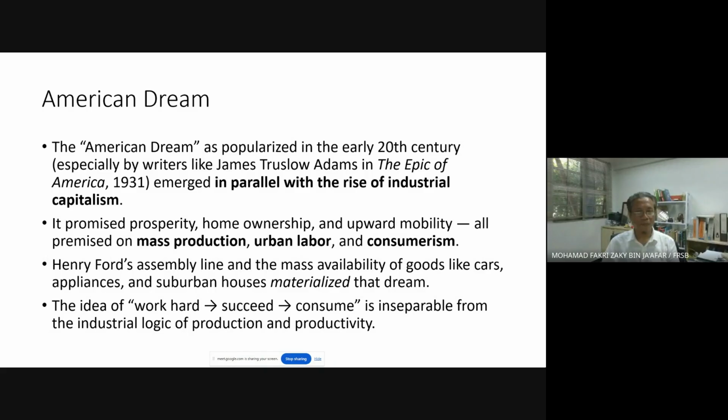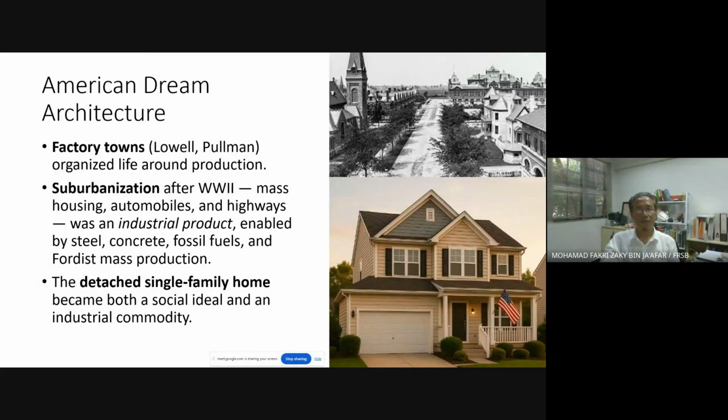So the suburban houses materialized that dream, because when Henry Ford had this manufacturing capability, he needed to produce a certain number of cars to justify the profit and the cost of investing in those factories. So the American dream sells the idea of having cars. With the American dream houses that they sell, if they are factory towns, you need cars to get around. So it creates this demand for industrial market products to fill the need of this new way of life, the American dream. The factory towns were created near production factories.